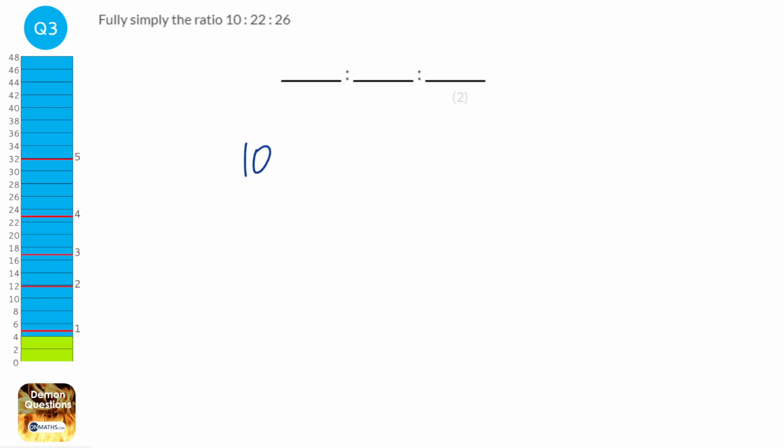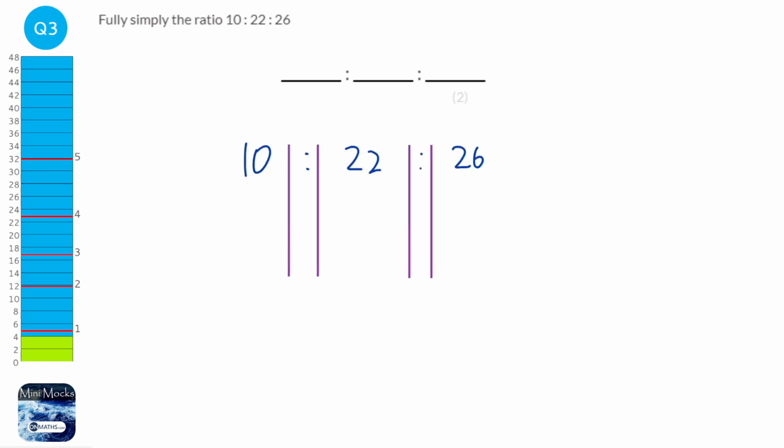So to simplify 10 to 22 to 26, I'm going to have to find something that I can divide the 10, the 22 and the 26 by. The biggest number I can do that for is 2. So if you look, 10 can be divided by 5, but nothing else can. 22 can be divided by 11, but nothing else can. And 26 by 13, but nothing else can. The only thing we can divide all of them by is 2. So that will be 5 to 11 to 13. So the answer is 5 to 11 to 13.